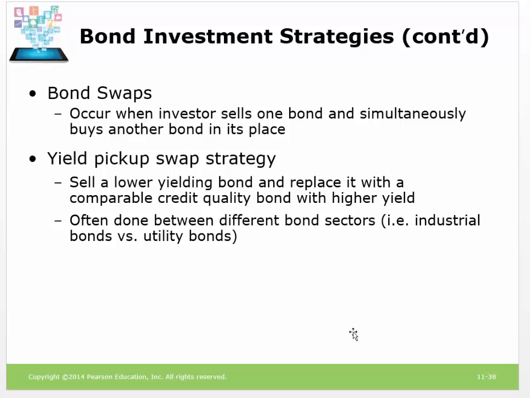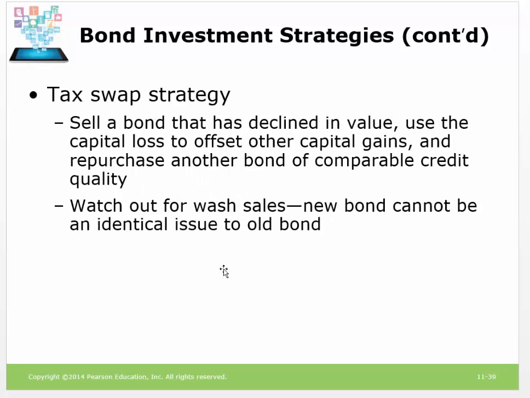There are also things referred to as swaps. There are two particular swaps that I think are usually the most popular. One is called a yield pickup. So you're going to sell a lower yielding bond and replace it with a comparable credit bond that has a higher yield. I mean, who wouldn't want to do that? You have similar risks and you just switch to a higher return. Again, you might be able to do this between bond sectors. The industrial bonds are a little bit lower yields now than utility bonds. So you move out of industrial, you move into utility bonds.